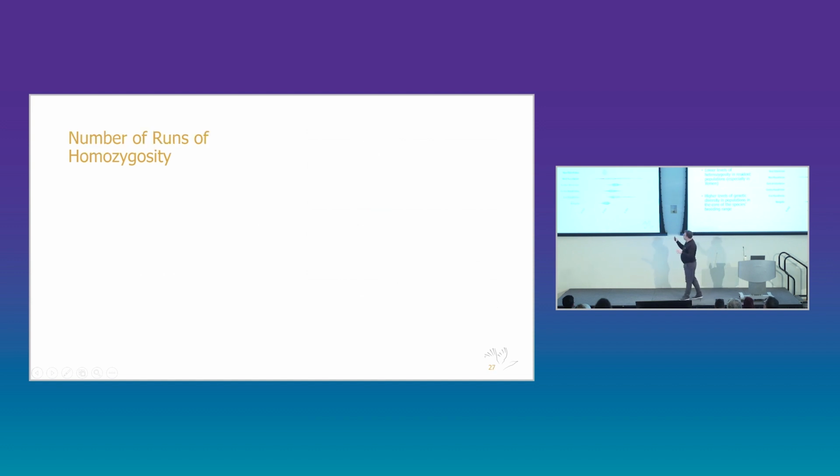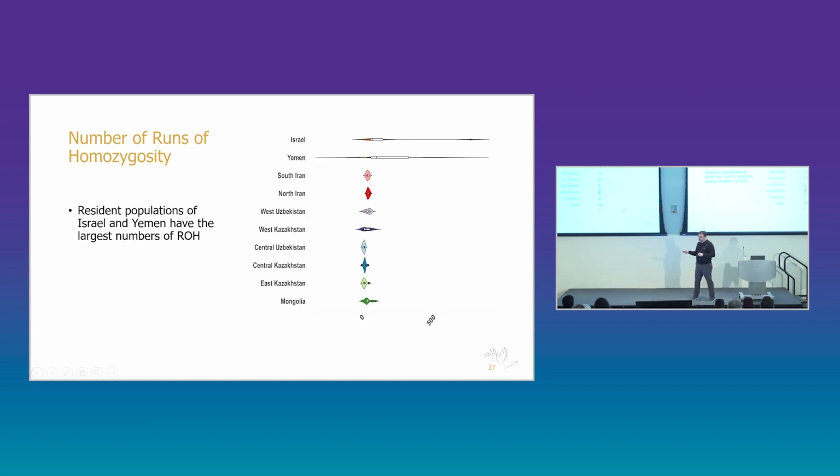And when you look at the runs of homozygosity and the number of runs of homozygosity, we found also a pattern where resident populations from Israel and Yemen have a fairly higher number of runs of homozygosity compared to the rest of the population, where the numbers are fairly similar. And if we really want to look at some trends, we can see that also the core population seems to exhibit a lower amount of runs of homozygosity.